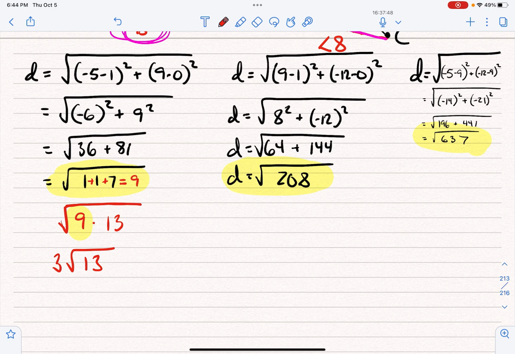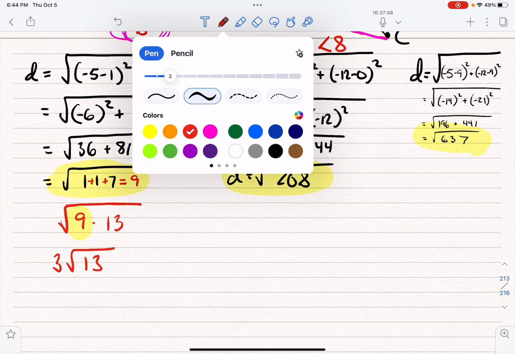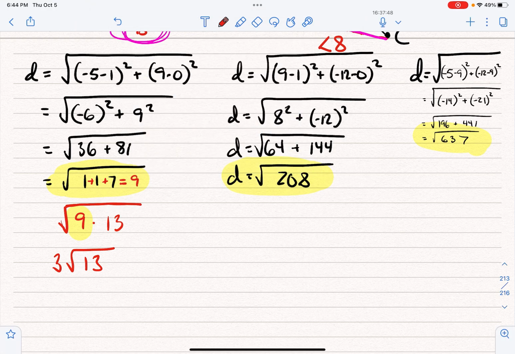What numbers go into 208? Now, that's a little bit of a tough one. Golly. I know the answer, but man, it's just not... 208 is the same thing as 16 times 13.